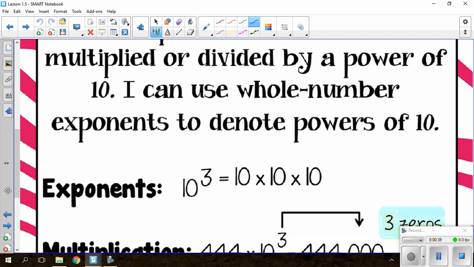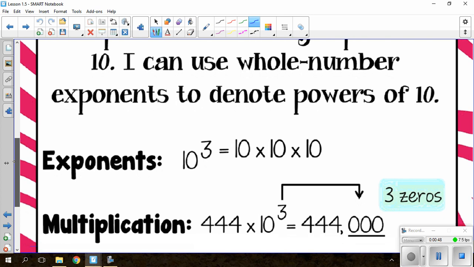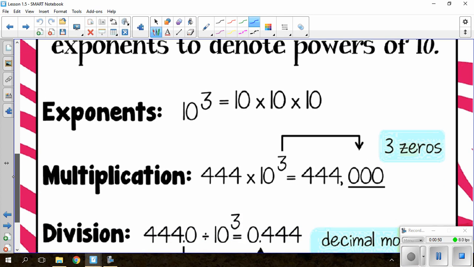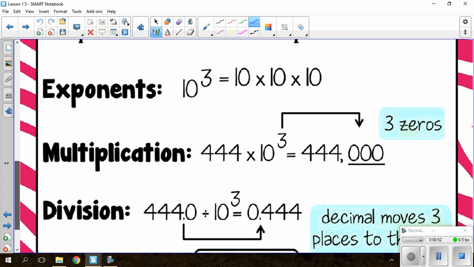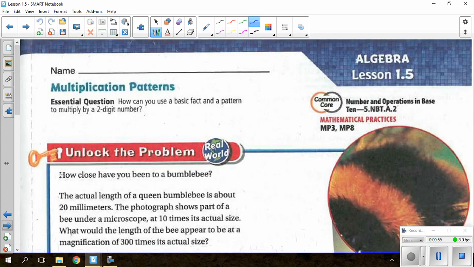So we are just going to be working with whole numbers. We will not get into the decimals until Chapter 3, but we are going to have our multiplication patterns. We are going to be showing them with exponents, and today we are just multiplying. So in our textbooks, we are on page 29, and our essential question for the day is asking, how can you use a base 10 fact and a pattern to multiply by a two-digit number?